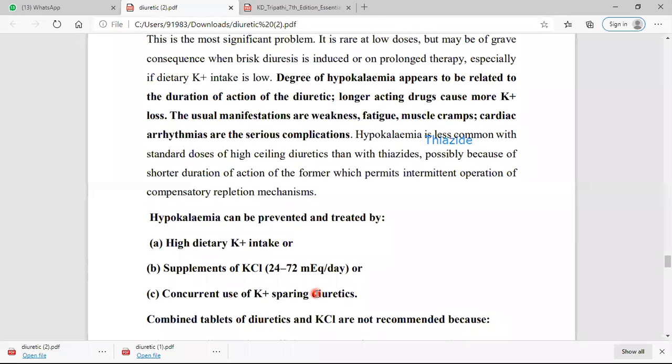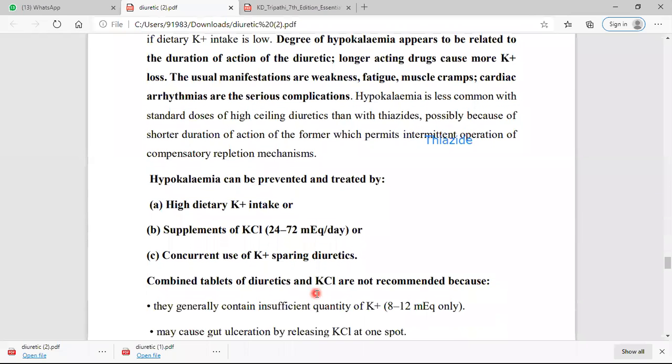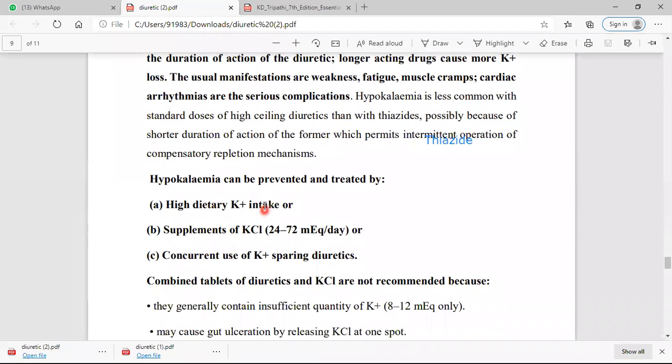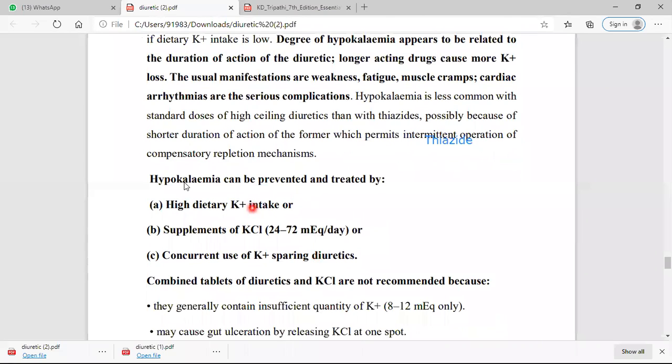Okay, now how can we treat hypokalemia? It is prevented by dietary potassium intake. Okay, you can take potassium intake to reduce the hypokalemia, or there is a supplement of potassium chloride, or concurrent use of a potassium sparing diuretic. Okay, potassium sparing diuretic, because this drug does not cause potassium excretion. Hence, it is called a potassium sparing diuretic.